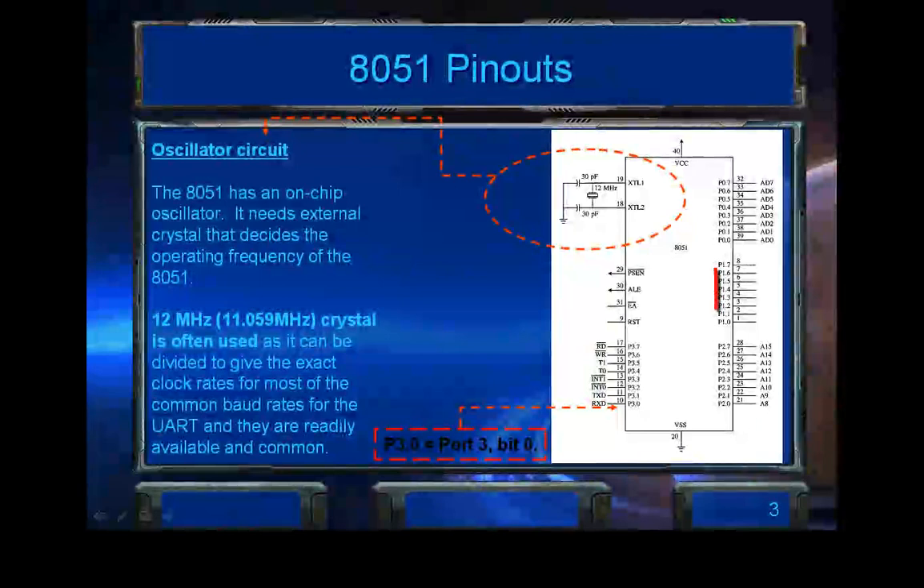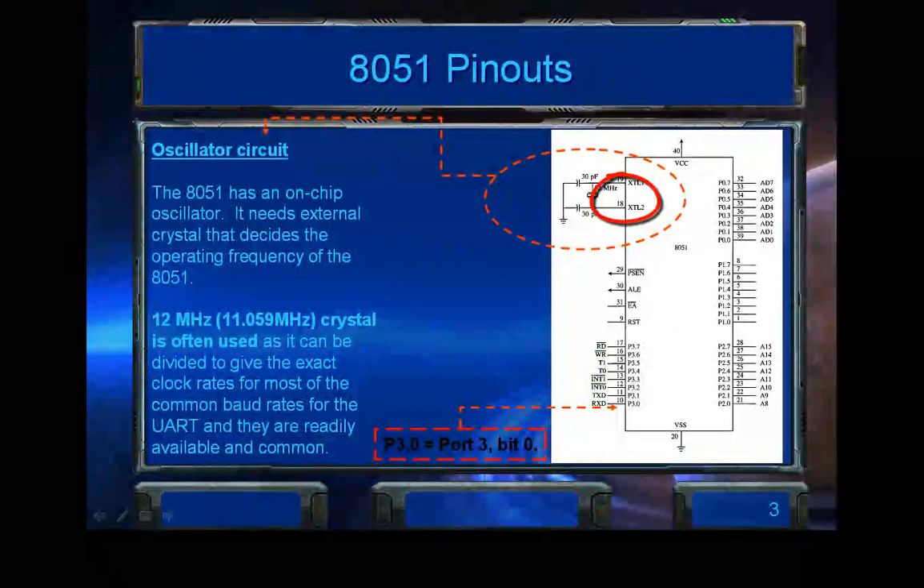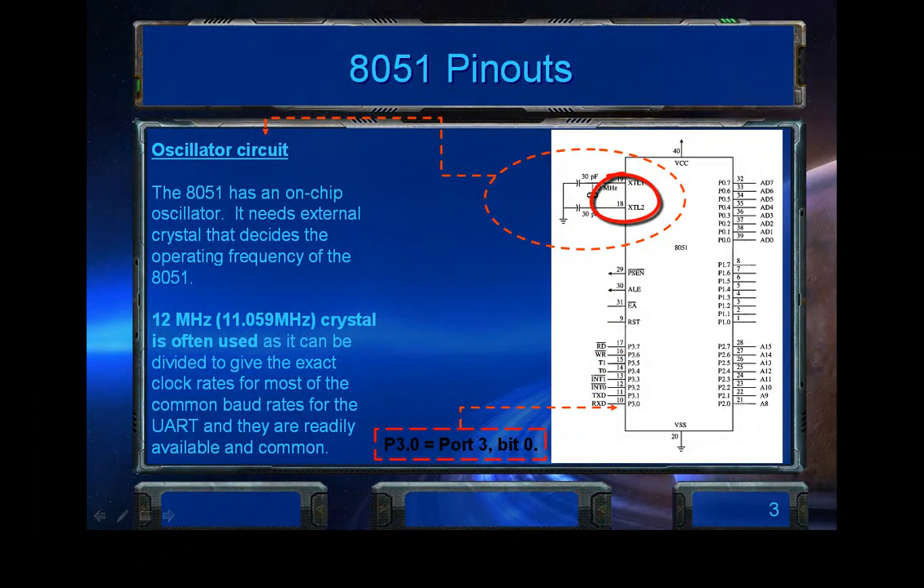8051 pinouts. Pins 1 to 8 is one of the 4 I/O ports, port 1. Pin 9 is the reset pin. Pins 10 to 17 is port 3. Pins 18 and 19 are inputs to the oscillator circuit. The 8051 has an on-chip oscillator. It needs an external crystal to decide the operating frequency of the 8051.